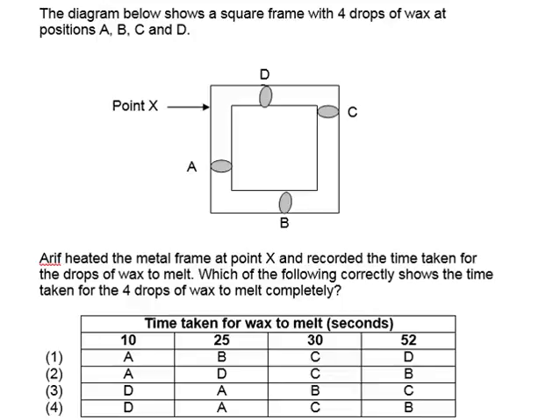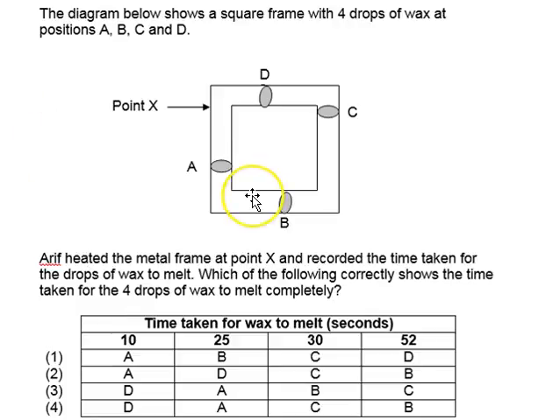The diagram below shows a square frame with 4 drops of wax at positions A, B, C and D. So these grey blobs are 4 drops of wax, and they're named with positions A, B, C and D. Arif heated the metal frame at point X and recorded the time taken for the drops of wax to melt. So this question is obviously about heat being involved. It's a topic on heat, and there's also melting. That means there is heat being transferred from one point to the other.